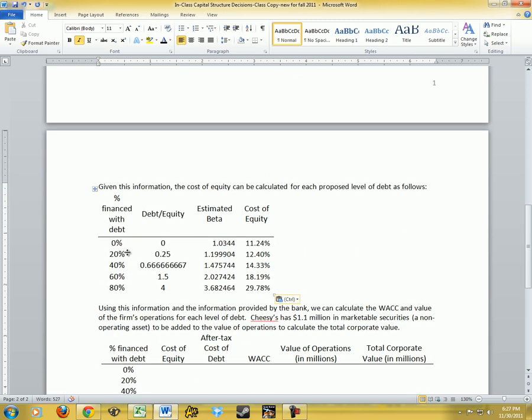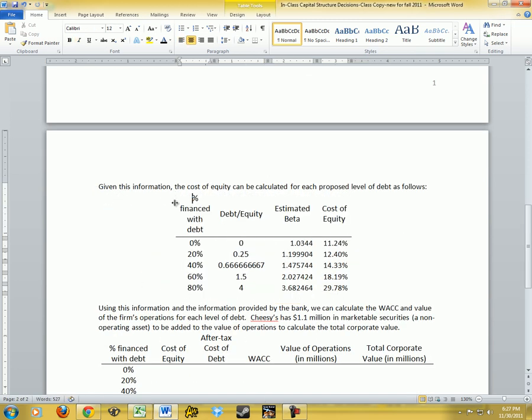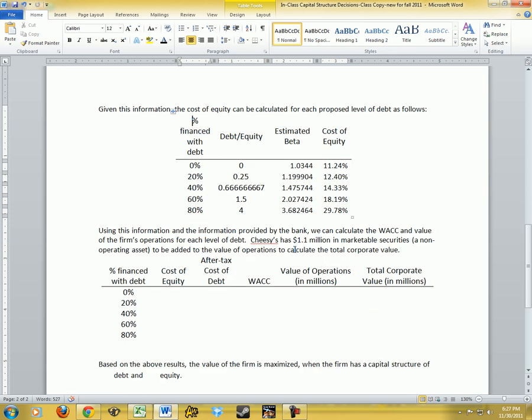And so I'm just going to put that in there. So that fills out that first one. So we get our cost of equity. So now we have our cost of equity. We can fill in that row.